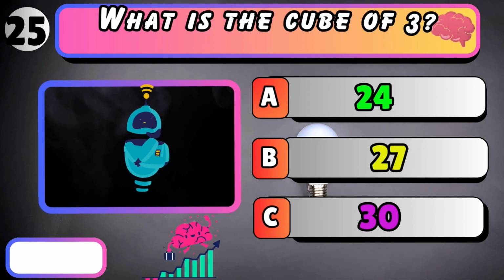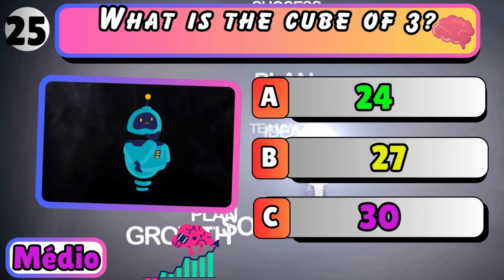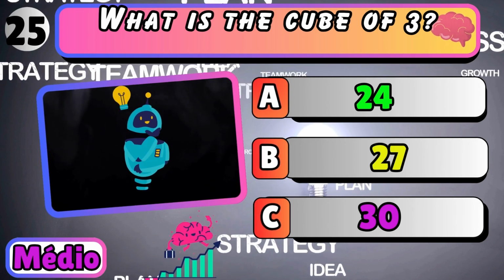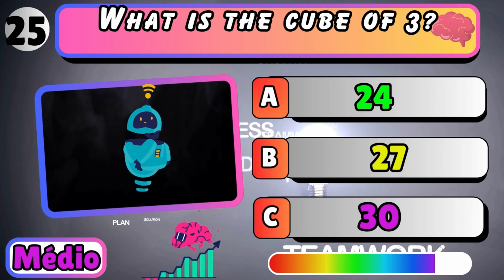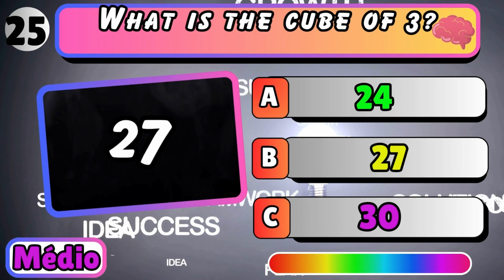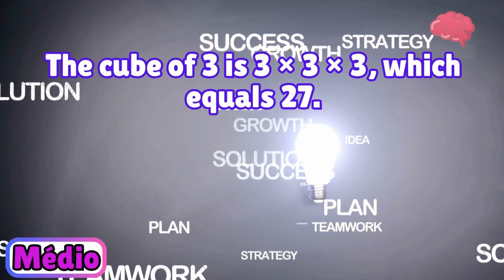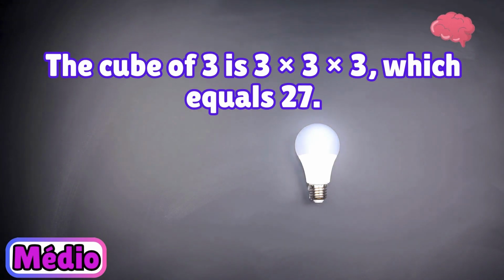What is the cube of 3? 24, 27, or 30? 27. The cube of 3 is 3 times 3 times 3, which equals 27.